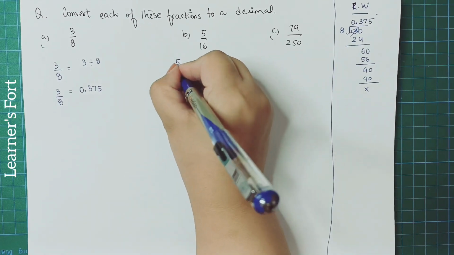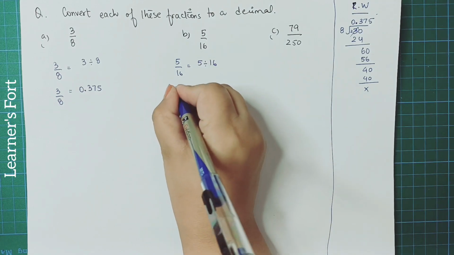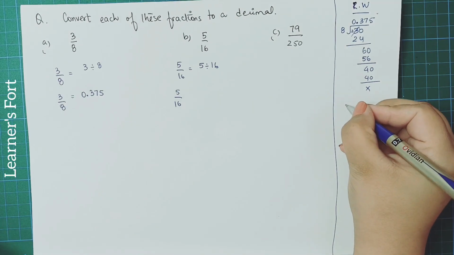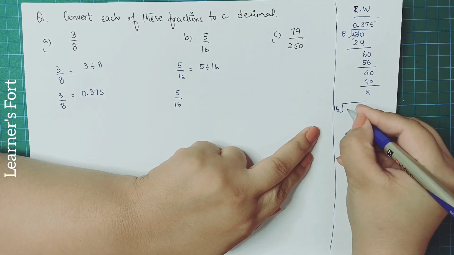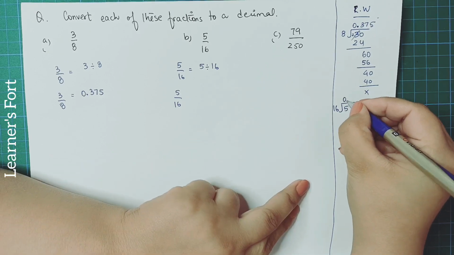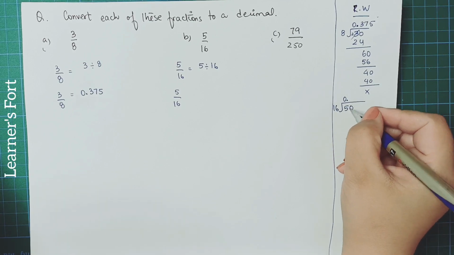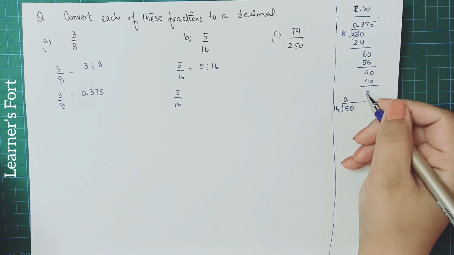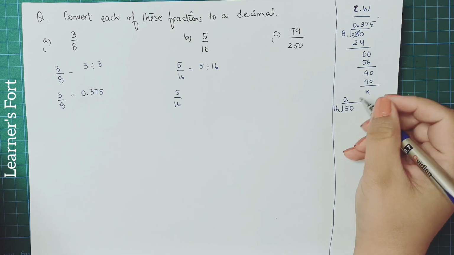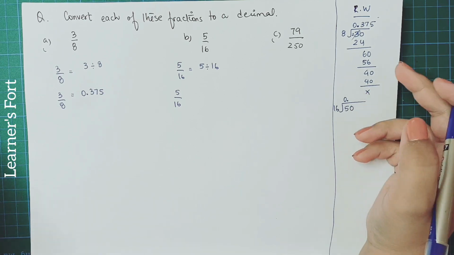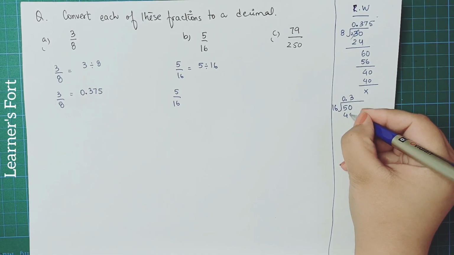So 5 upon 16 is equal to 5 divided by 16. Now 5 upon 16 can be expressed as 16 outside, 5 inside, so 0.0. Okay, how many times 16 is 50? 16 ones are 16, 16 twos are 32, and 16 threes are 48. So 48 is the nearest to 50. If we go 16 by 4, it will be increase. So we're going to write 3 here, and it is 48.